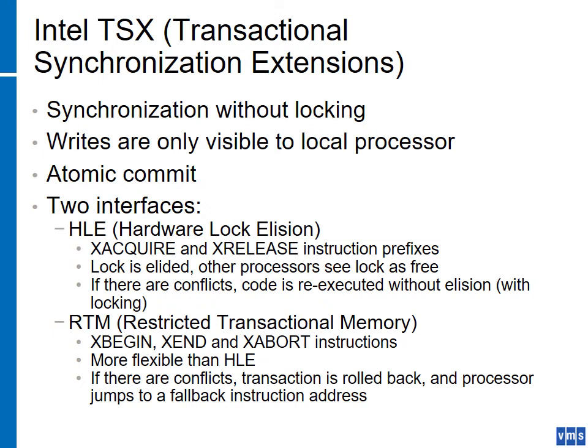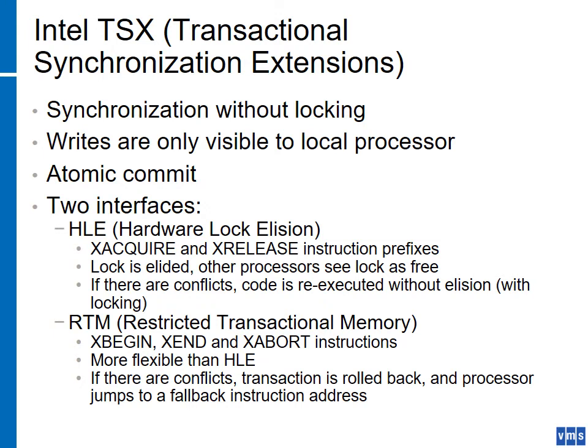The other model is a bit more complicated. It's not backwards compatible, but it's a bit more powerful. And this is where you, rather than use some instruction prefixes, you use a few new instructions. So the new instructions are xbegin to start a transaction, xend to signal the end of the transaction, and xabort in case you, rather than the processor, decide in the middle of an operation you want to roll it back. So it's more flexible than hardware lock elision, but it's more work on the programmer's part.